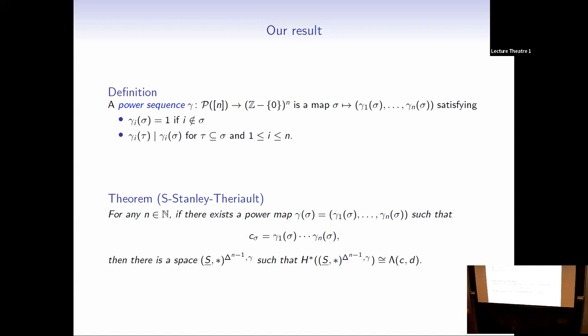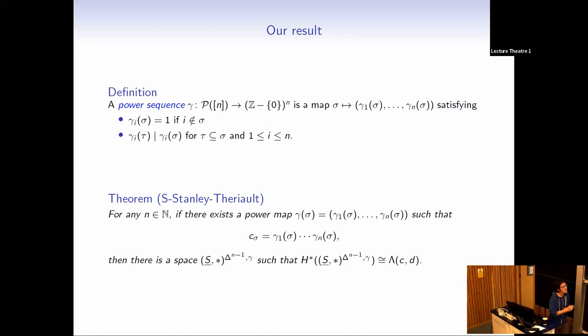Okay, it sounds a bit strange, but why we want to do so is because if we have a power sequence, actually you can construct a collection of coefficients C sigma by multiplying all the gamma I of sigma together, and you can check that the collection of C sigma constructed in this way do satisfy the condition that I mentioned a few pages earlier. So what we did is, if we have these combinatorial conditions, then we can construct a space such that its cohomology ring will equal lambda CD.